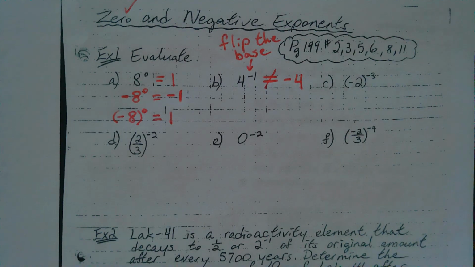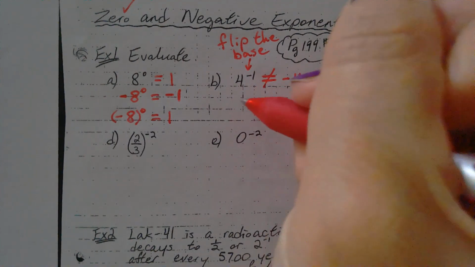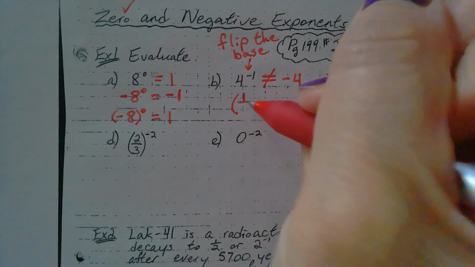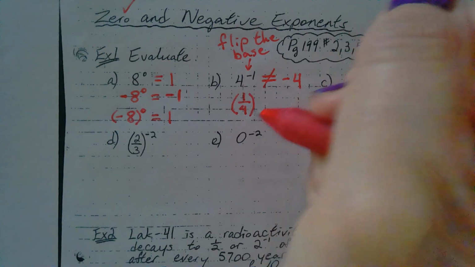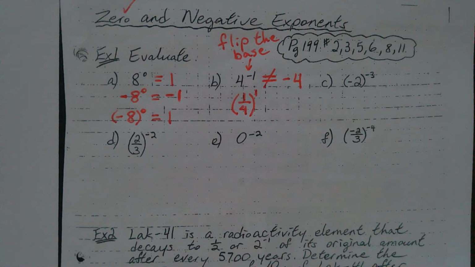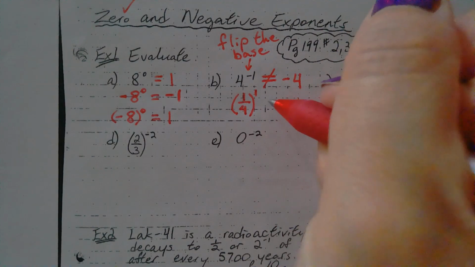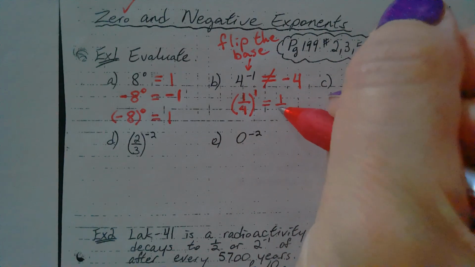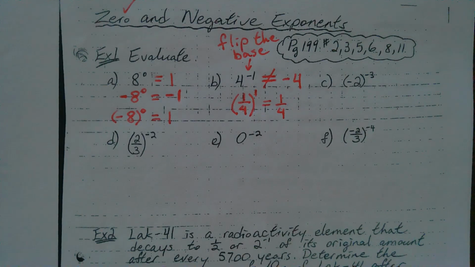Okay. In this case, my base is 4. So if I flip it, what's my new base? Yep. 1/4. And the exponent is now +1 because I dealt with that negative by flipping the base. So now it's just a +1. And anything to the exponent 1 is just itself. So this equals just 1/4.